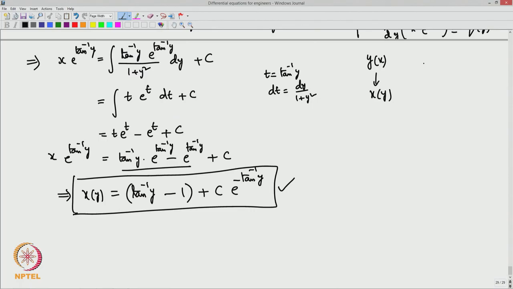Once you have this, you can easily see whether you can invert this. So this is the general solution of the given equation. You can simplify if you really want to view y as a function of x. How do we do that? You invert this implicit relation. Inversion lets you get y of x, y in terms of x.